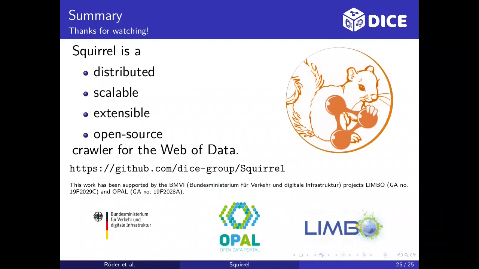So, I want to summarize my talk with the statement that Squirrel is a distributed, scalable, extensible, open source crawler for the web of data.